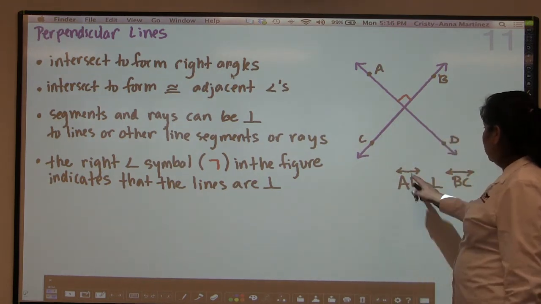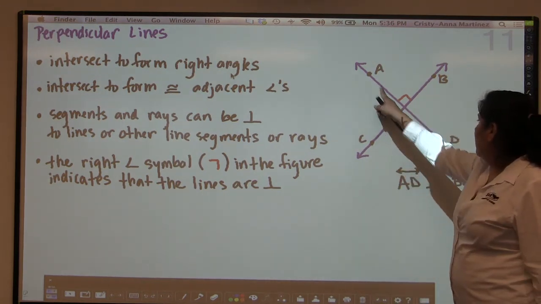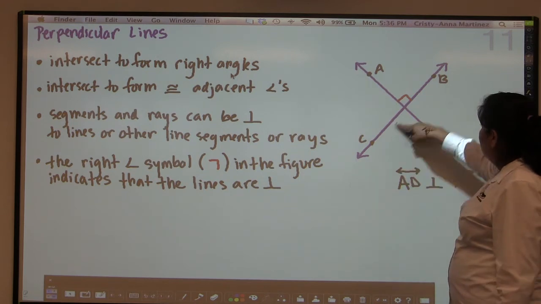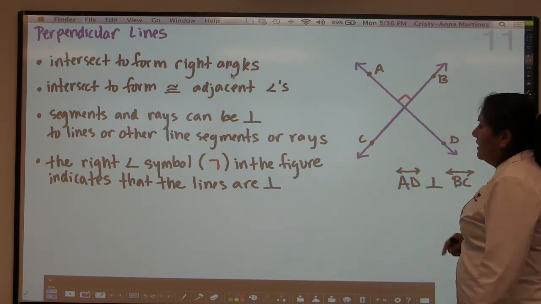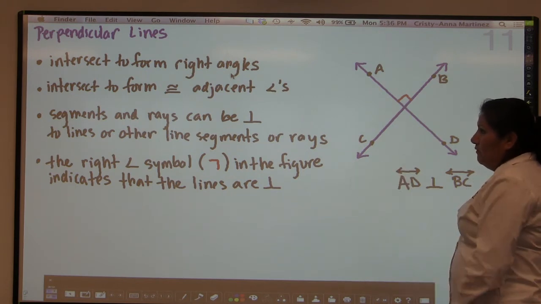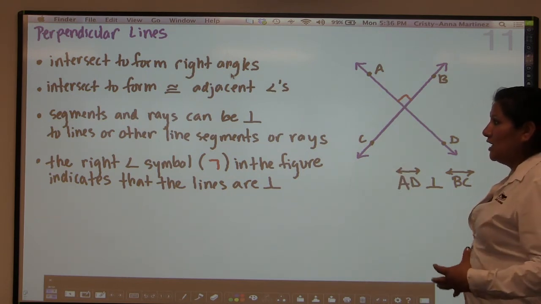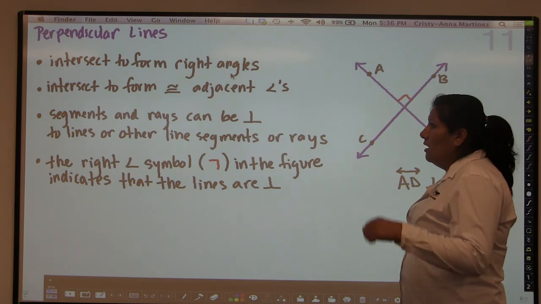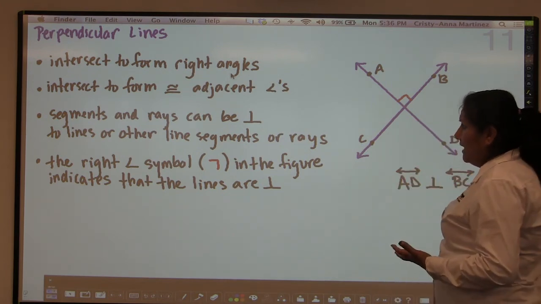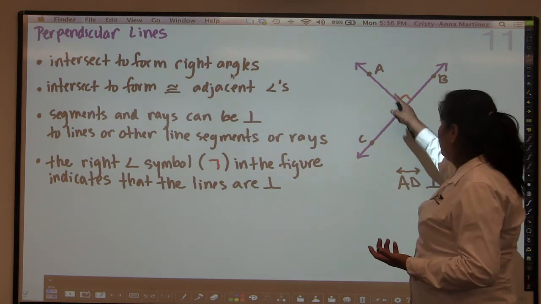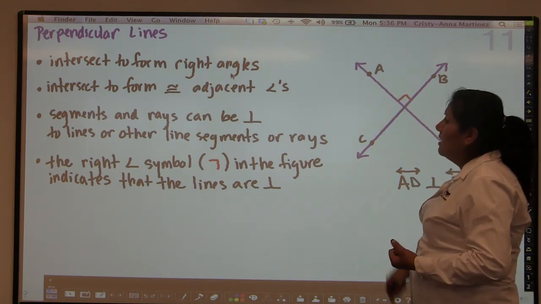So what we're saying here is that line AD is perpendicular to line BC. That is indicated on our diagram by this squarish red box here. And so we have about four things that you need to know about perpendicular lines. One, the first bullet: perpendicular lines intersect to form right angles. So when they're perpendicular lines, they form right angles.